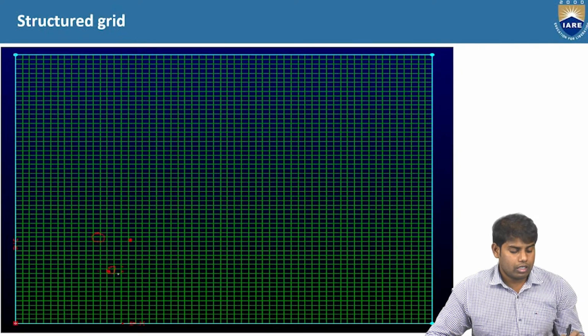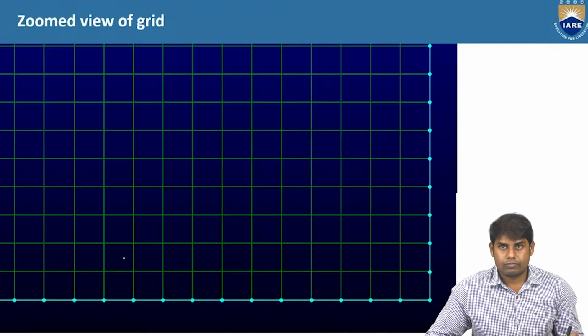And one more thing, we are calculating the governing equations, the continuity equation, momentum equation, and energy equation, at the center of the cell, or we will calculate at the node point. The node or the grid point is nothing but the intersection of x and y lines. And the centroid of the cell is called cell centered. So this is what we have. If you take the zoom view, here you can see this is your grid. This is a grid point.